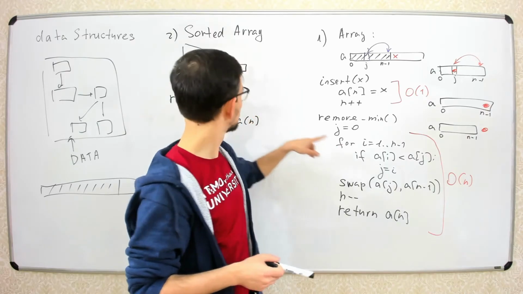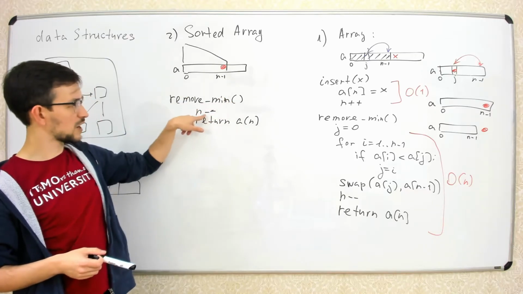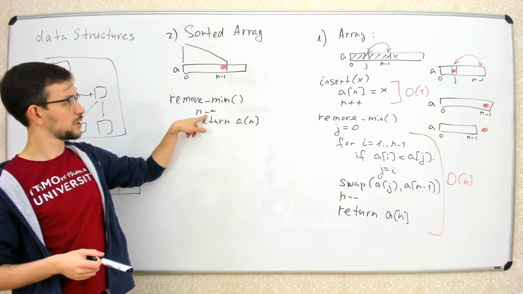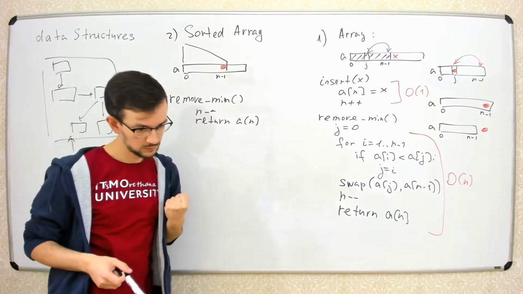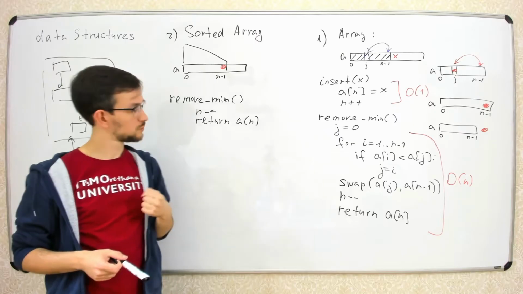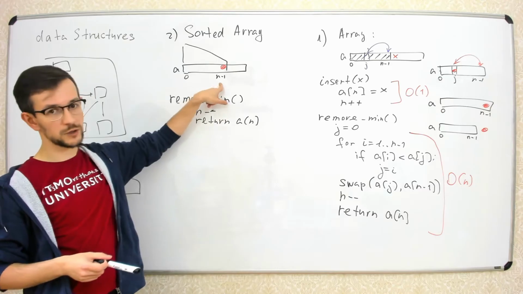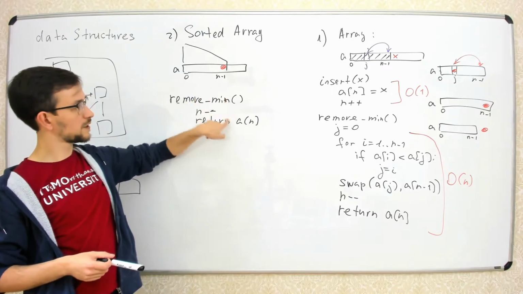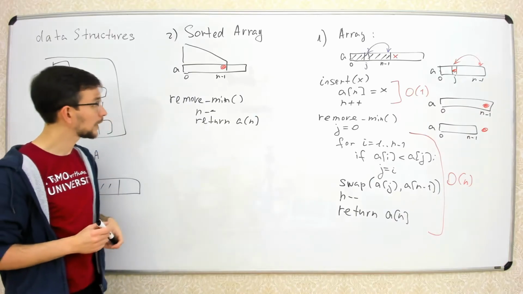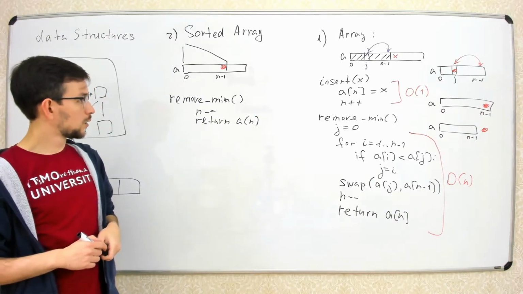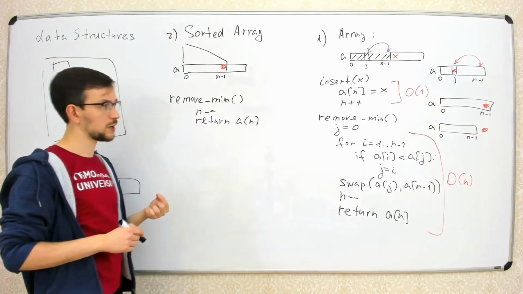No, wait. Before I decrease n, the minimal element has index n minus 1. So after I decrease n, the minimal element will have index n. I have indices from 0 to n minus 1. So it was n minus 1, then I decrease n, now it is index n. Good. So we can easily remove the minimal element from the heap.